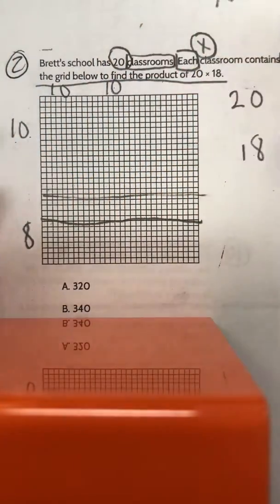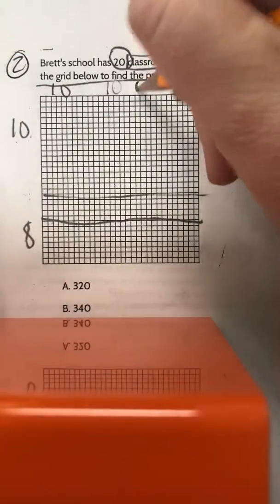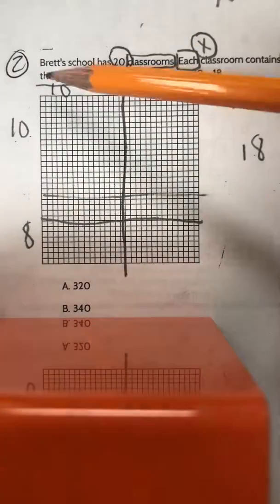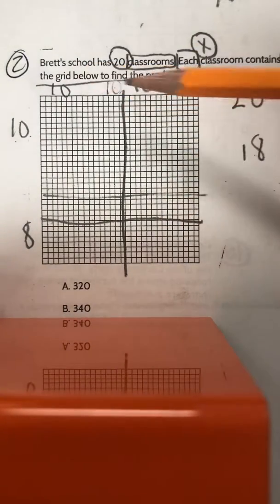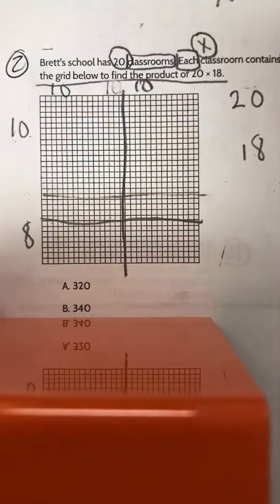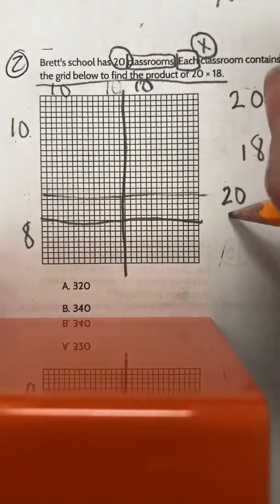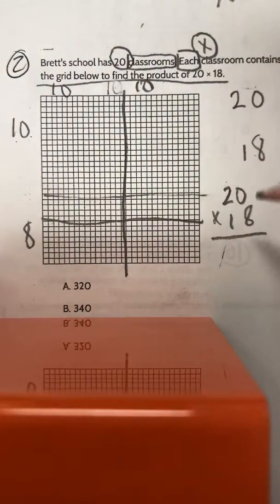And then I'm going to break this 10 up, scoot this over to look like this, so that I have 20 sets of 10 and 20 sets of 8, because 10 and 8 make 18. I could solve this in the standard algorithm way over here, but that's a little hard for us still at this point in the year, so it's easy to draw it out.